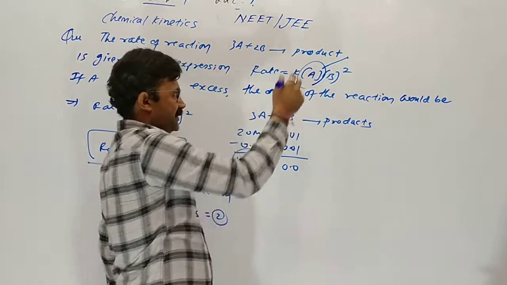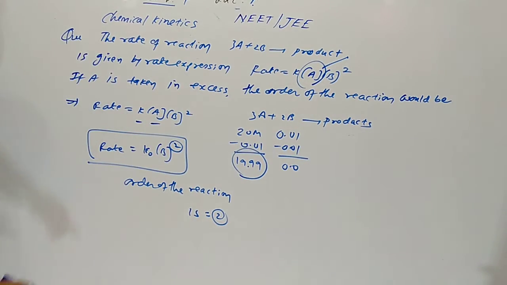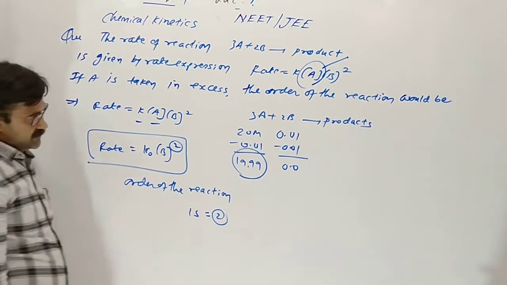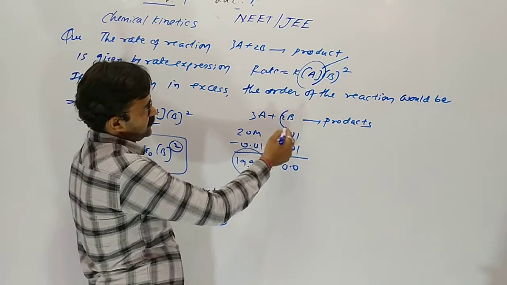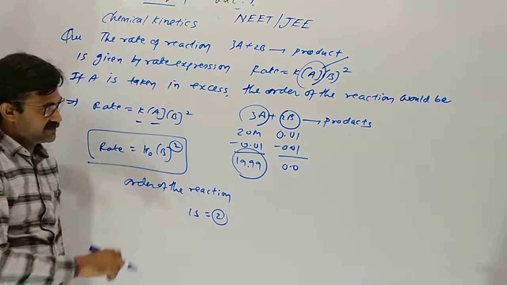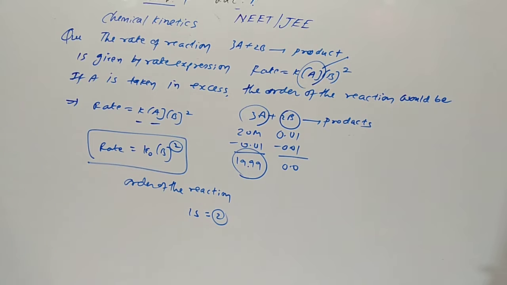A is in very excess here. B is very less, so B is completely used. In this case, A is negligibly used. So we are assuming that A is not consumed. So we are taking it constant, and with reference to B, it is order number two.